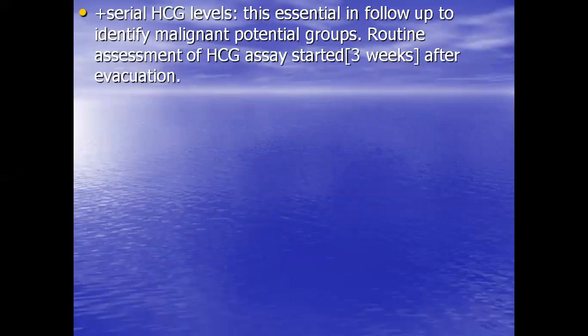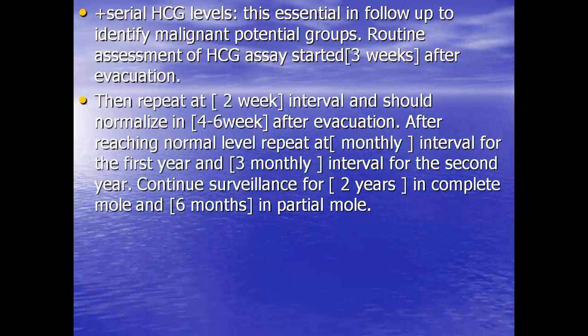Serial HCG level is very important. This is essential in follow-up to identify the malignant potential group. Routine assessment of HCG assay starts 3 weeks after evacuation, then at 2-week intervals, and it should normalize within 4 to 6 weeks after evacuation. After reaching normal level, repeat monthly for the first year and at 3-monthly intervals for the second year. Continue surveillance for 2 years for complete mole and for 6 months in partial mole.